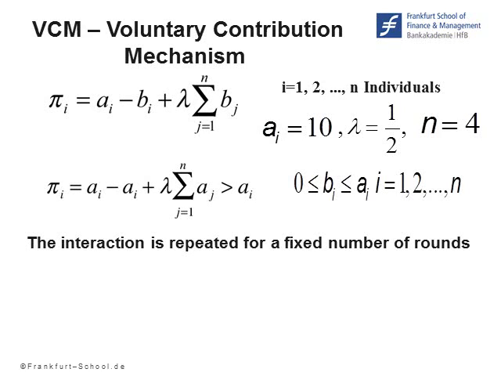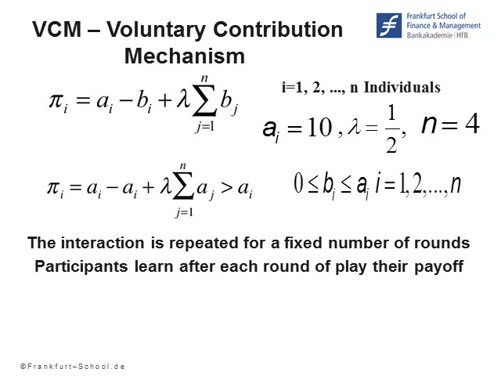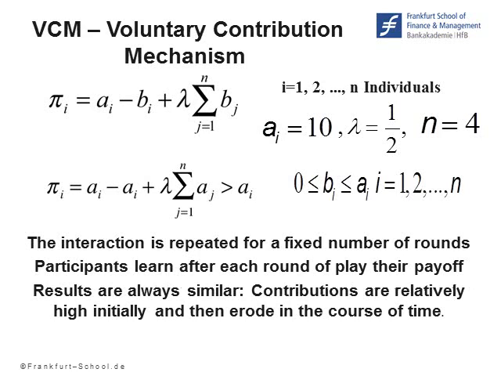The interaction is repeated for a fixed number of rounds, and what you always see there is that participants who learn after each round of play will adapt to that. They see that others don't fully cooperate, and then results are always the same. Contributions are relatively high initially and then erode in the course of time. This actually also holds if you restart the thing. You let them play it for 10 rounds and then again for 10 rounds. And they always start with more and then go down.